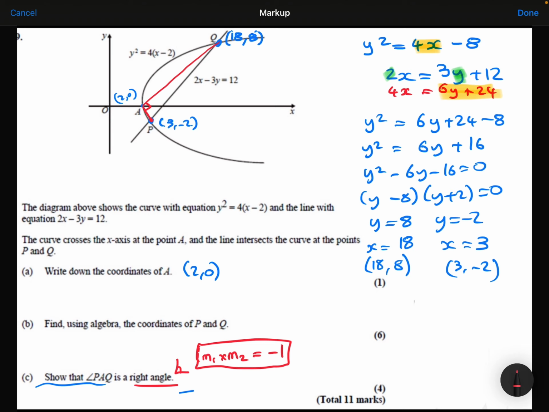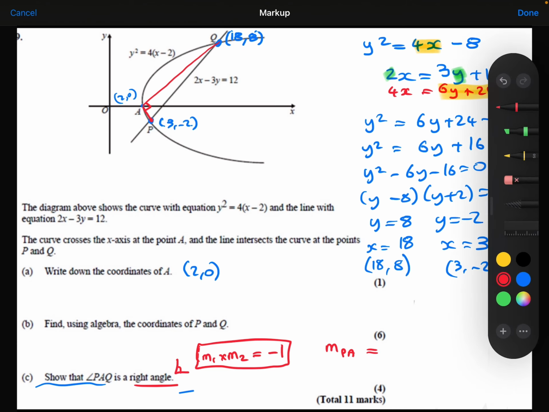So let's work out the gradient of the line PA. So looking at the P coordinate and the A coordinate, let's see the change in the y divided by the change in the x. So we'll have minus 2 minus 0 divided by the change in the x coordinates. So we get minus 2 over 1. So the gradient of PA is minus 2.